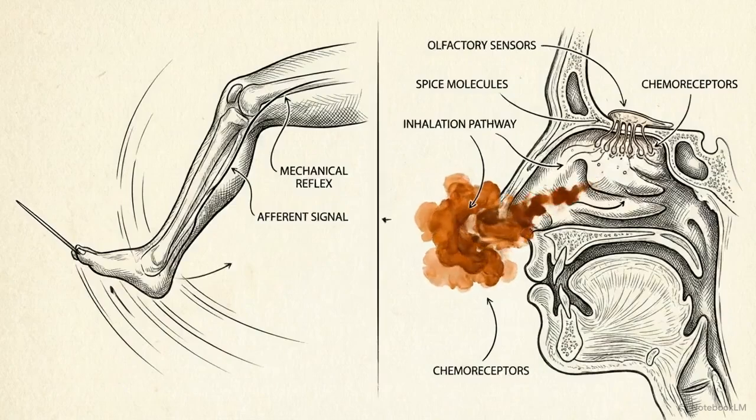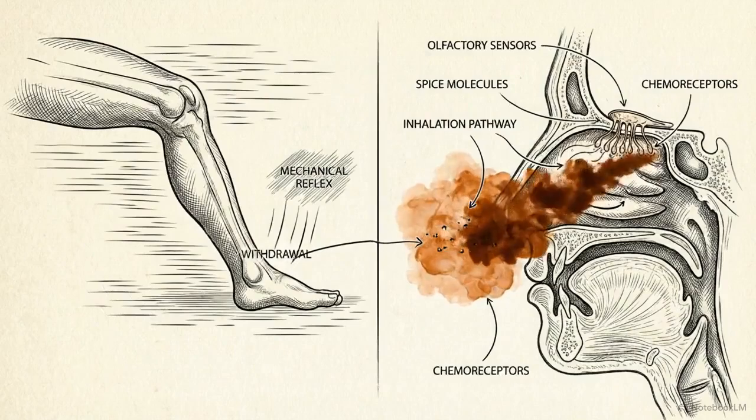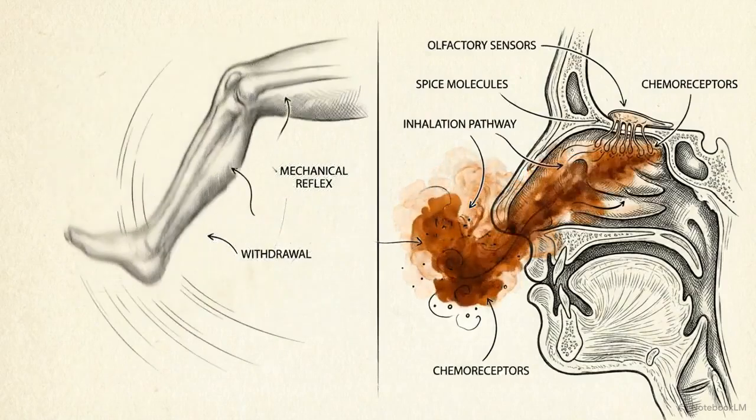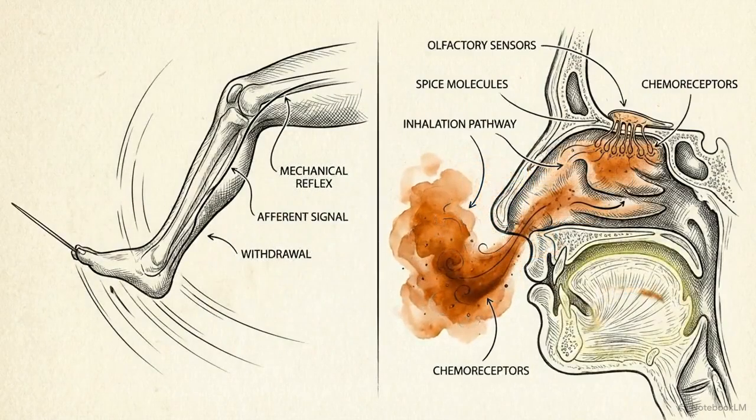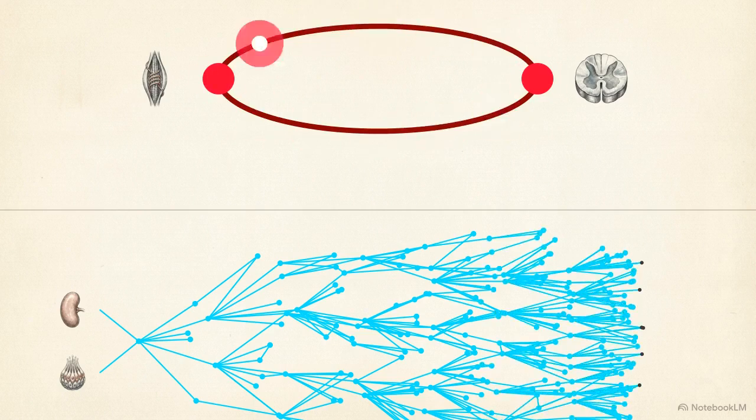Observe these two biological responses. On the left, a knee strike triggers immediate mechanical defense. On the right, inhalation captures a complex molecular profile. These environmental stimuli require vastly different processing speeds. Survival mechanics demand instantaneous execution, while environmental analysis requires slow, high-fidelity integration.